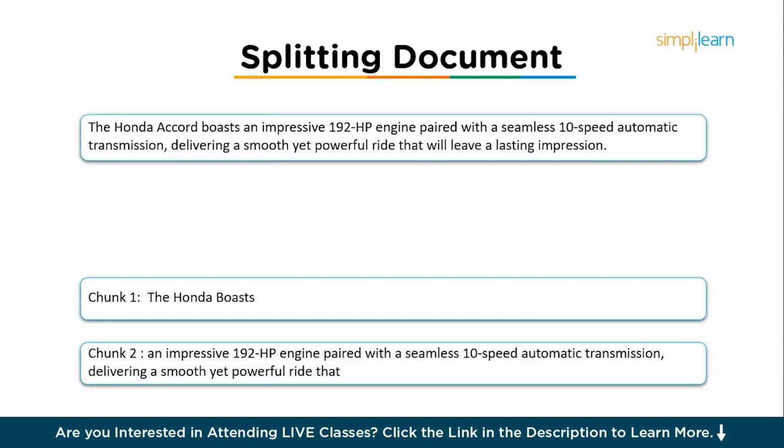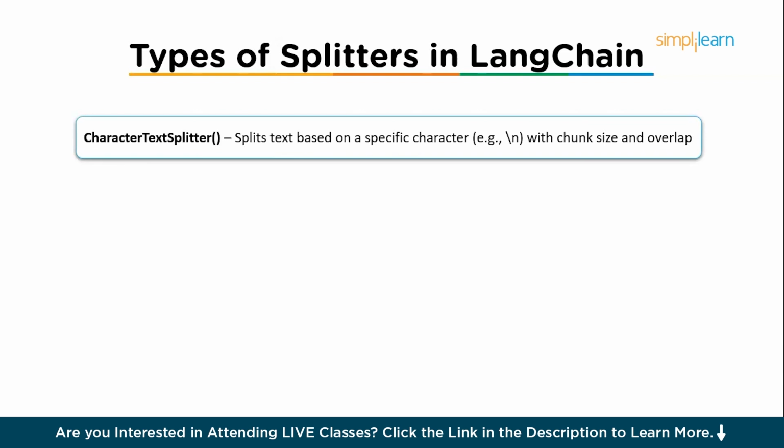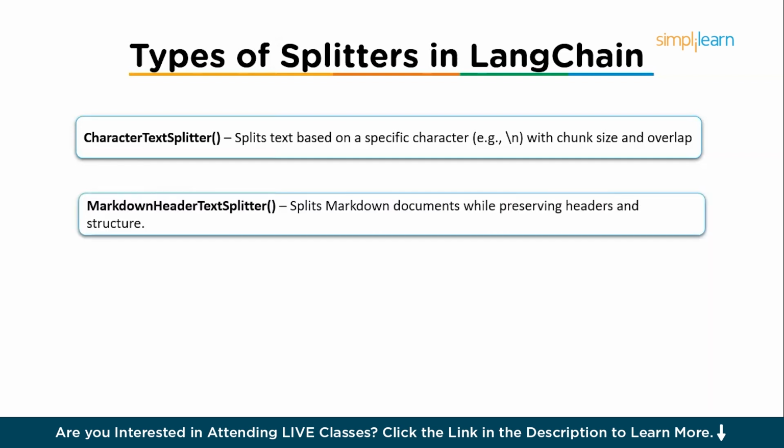Moving on, the basis of all the text splitters in Langchain involves splitting text into some chunk size with some chunk overlap also. There are various types of splitters in Langchain. The first one is the character text splitter. It splits the text based on a specific character, for example \n, with the chunk size and overlap. The second is the Markdown header text splitter.